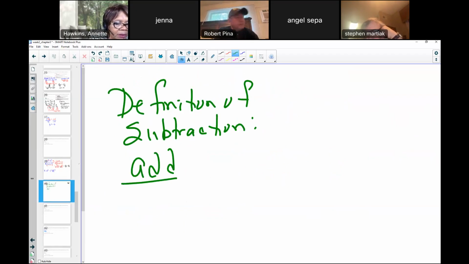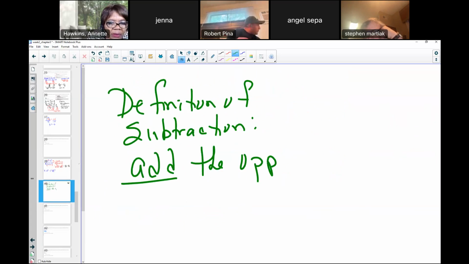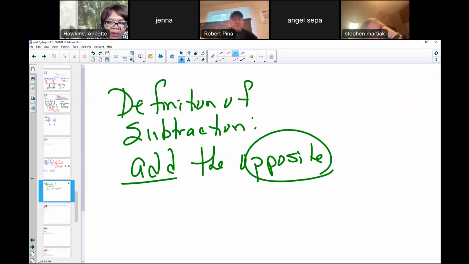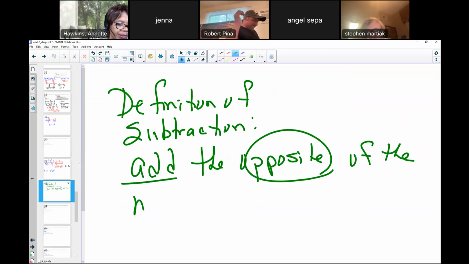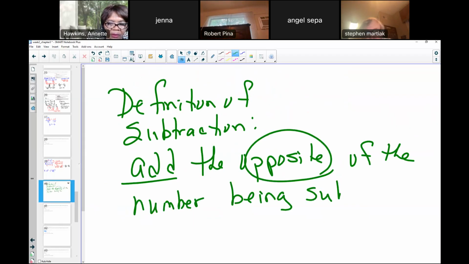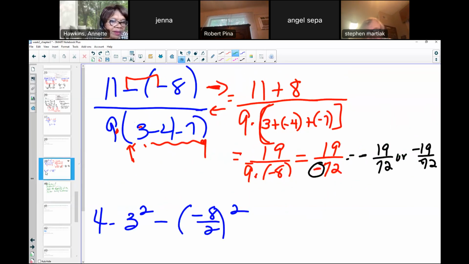add the opposite of the number being subtracted. So let's go back to our problem. So 4 is being subtracted, and it's a positive 4. Okay? So the definition of subtraction is add, which is your plus. The opposite of the number being subtracted, a positive 4 is being subtracted.